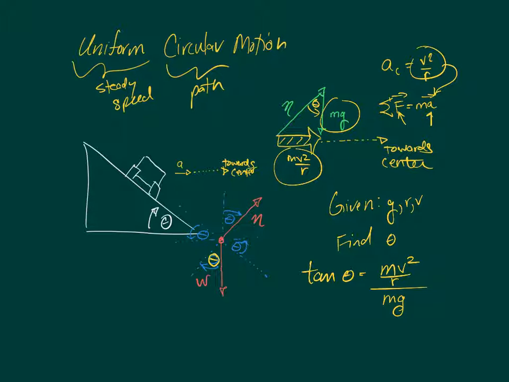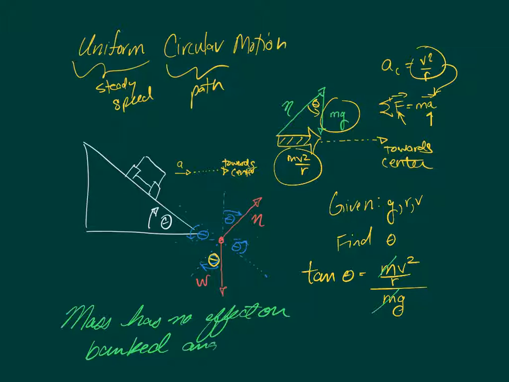And then what happens to our m's? For part c, we're going to say the mass has no effect on the banked angle. It cancels out. It doesn't matter. So for tangent theta, if I multiply the top and bottom by 1 over g, then this g is gone. So I get v squared over r g. Is that right? I think that's good.